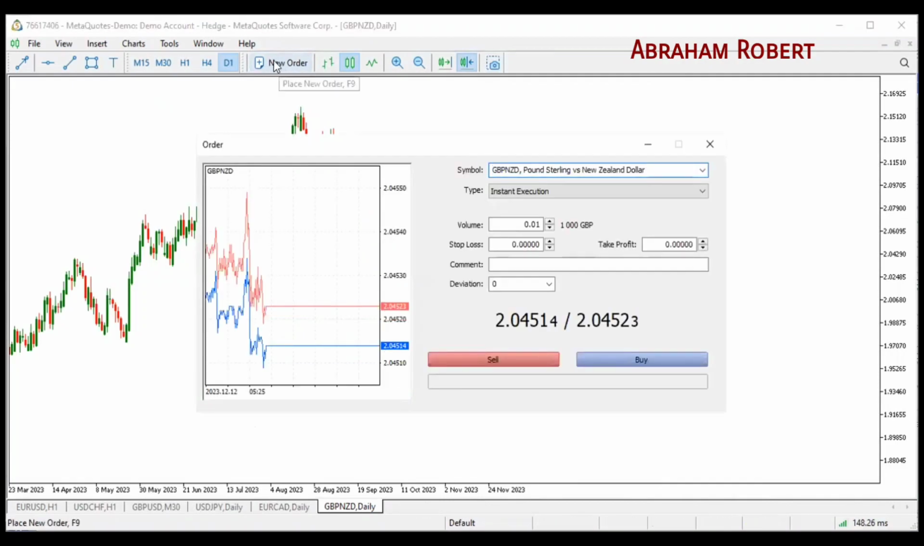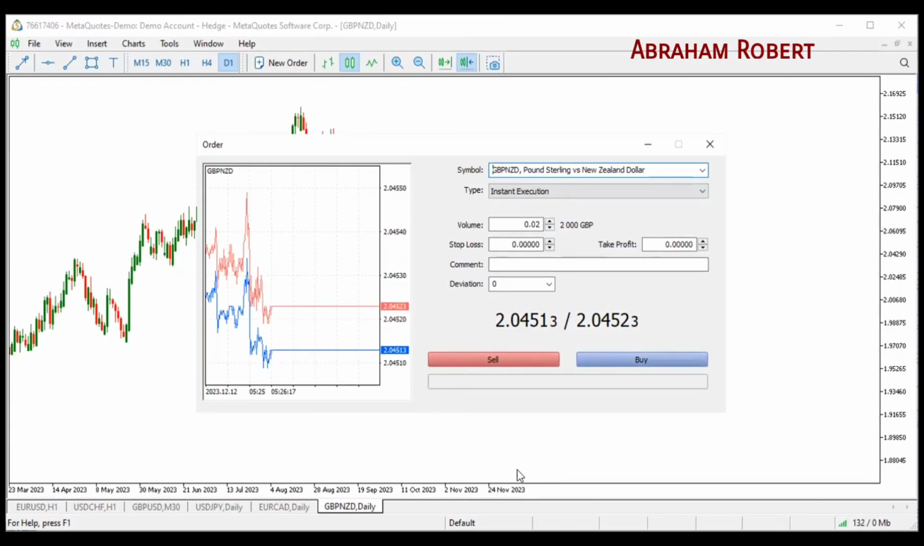So you go to new order, we want to buy. And according to what we saw from the calculator, if we want to risk $30, we have to use 0.02. You put 0.02. Now, you can put your stop loss price and your take profit price here.